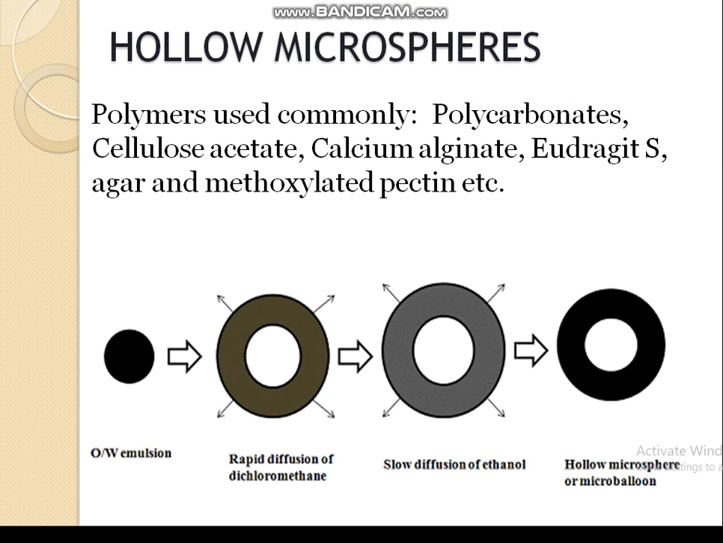Now another approach is hollow microspheres. For this, various polymers are used, for example polycarbonate, cellulose acetate, calcium alginate, Eudragit S, agar, etc. The mechanism is shown in the figure. See, an oil in water emulsion is there. There is a rapid diffusion of dichloromethane, then slow diffusion of ethanol, and a hollow microsphere or balloon is prepared, which has low density, so it will easily float.